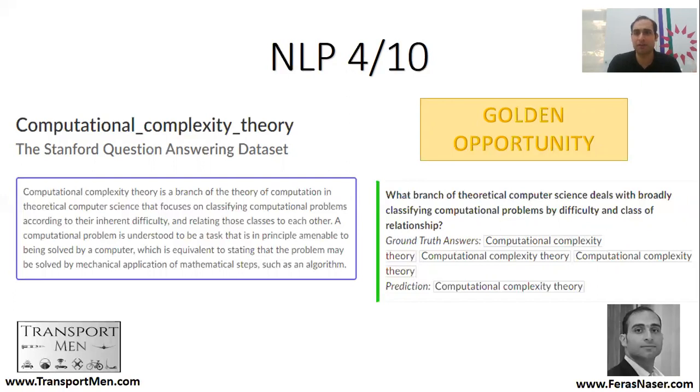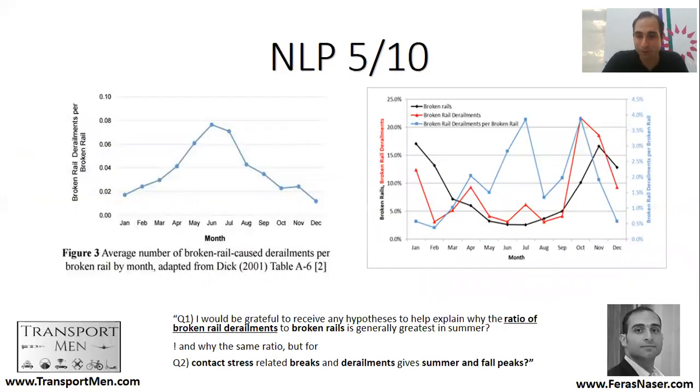So is this helpful for the railways? How is this even helpful for the railways? This is a very nice story. Recently, a group of researchers shared two figures about broken rail derailments per broken rail. This is the figure on the left, and you can see that they are peaking in the months of May, June, and July. But they also shared broken rail derailments percentage and linked that with broken rail derailments per broken rail with the months. And you can see two peaks. One is happening around October, and one is happening in the summer.